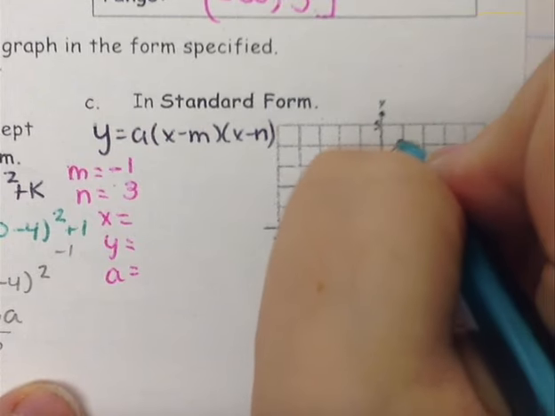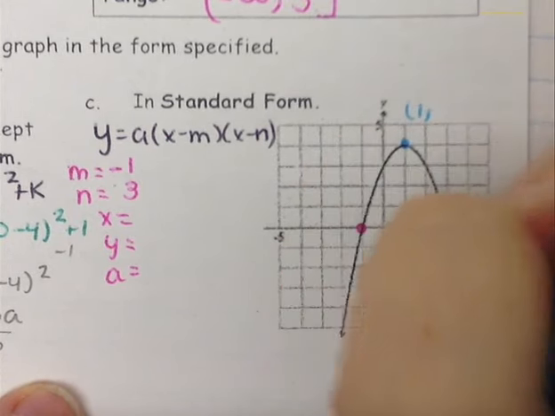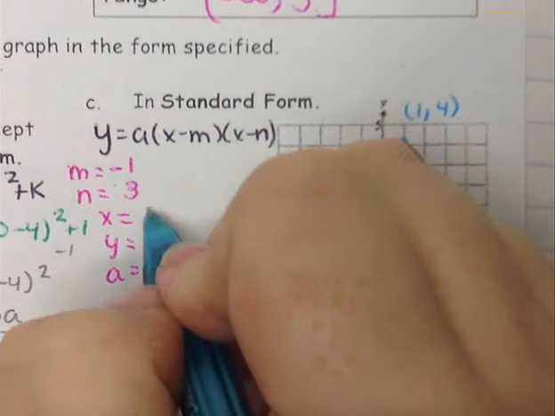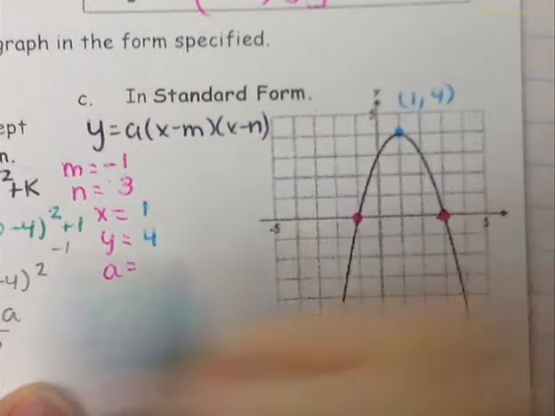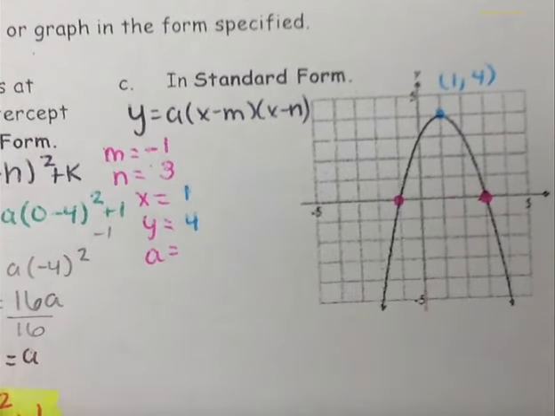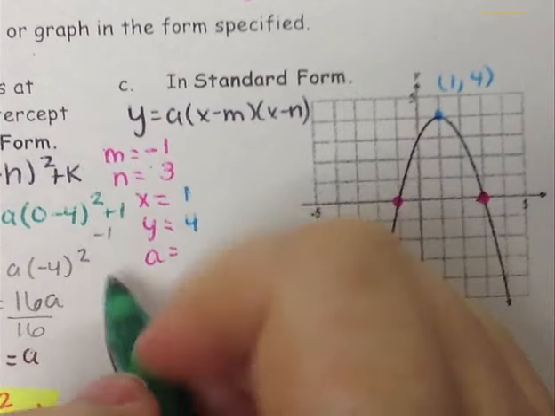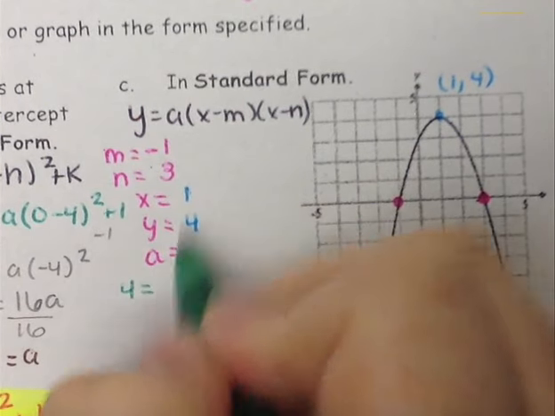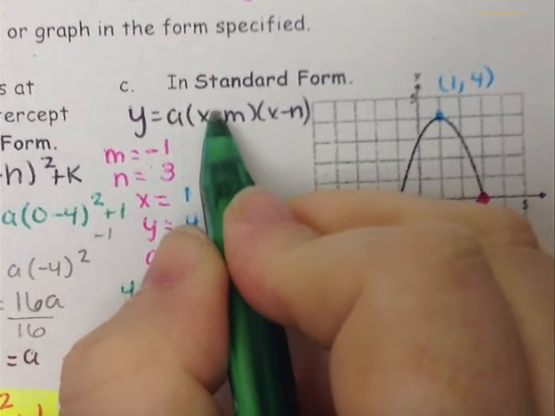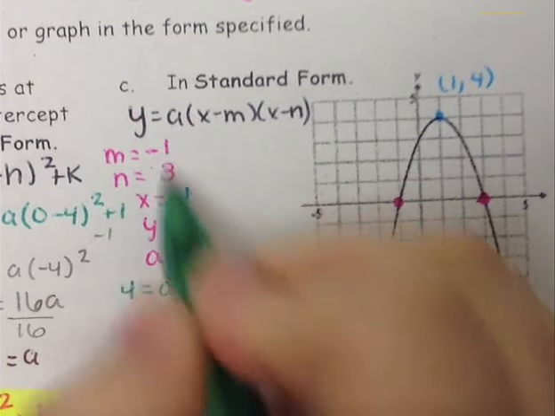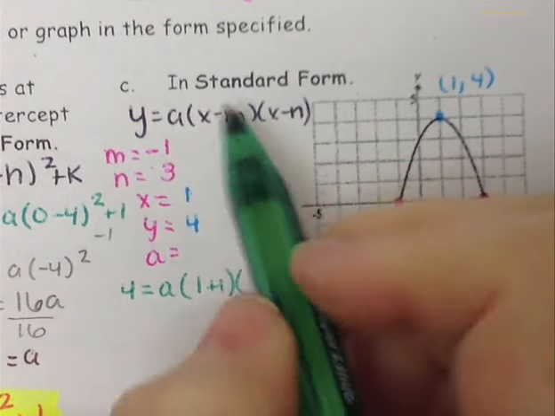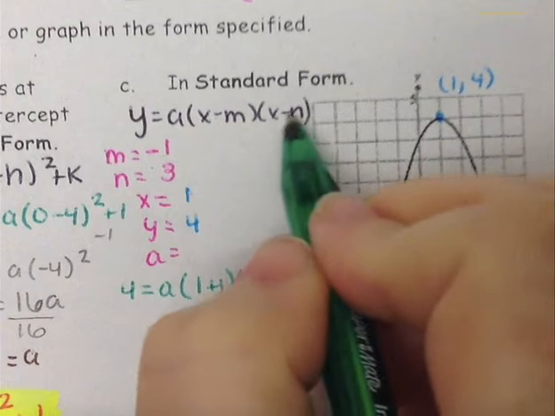So this coordinate is at 1, 1, 2, 3, 4. So the x is at 1 and the y is at 4. We do not know the a. So that's what we're going to find. So again, we have y, which is 4, equals a, parentheses, x is 1, minus m, so minus the negative 1 is really plus 1, parentheses, parentheses, x is 1, minus 3.